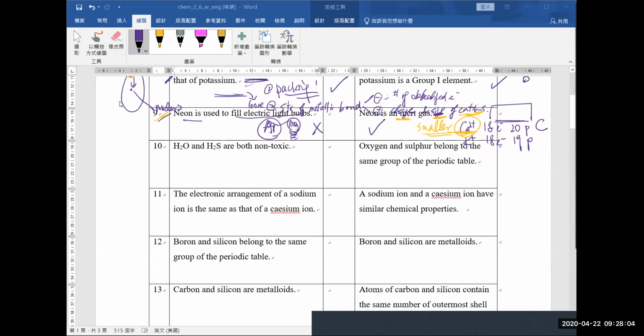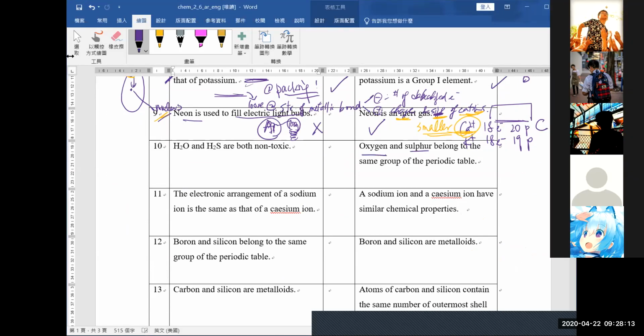H2O and H2S, they are both non-toxic. Oxygen and sulfur belong to the same group of the periodic table. 徐家榮, are you here? Tell me your understanding. Question 10.